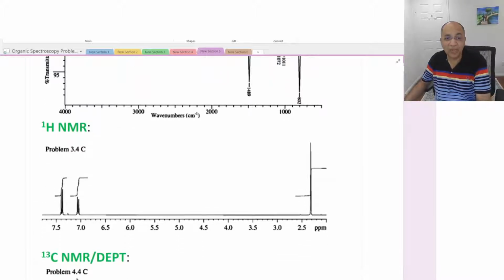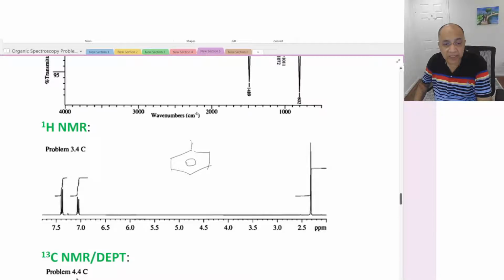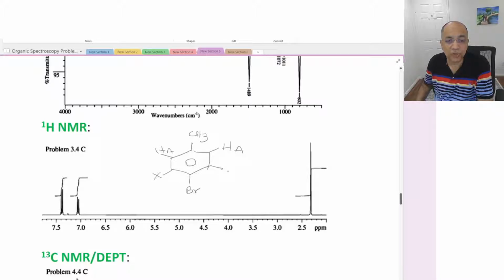Now, let me show you, supposing tentatively, we give the formula of our unknown compound. So these two ortho to methyl are equivalent, and the two ortho to bromine are also equivalent. This is close to the electron withdrawing group, EWG. So this will be X and this will be A.